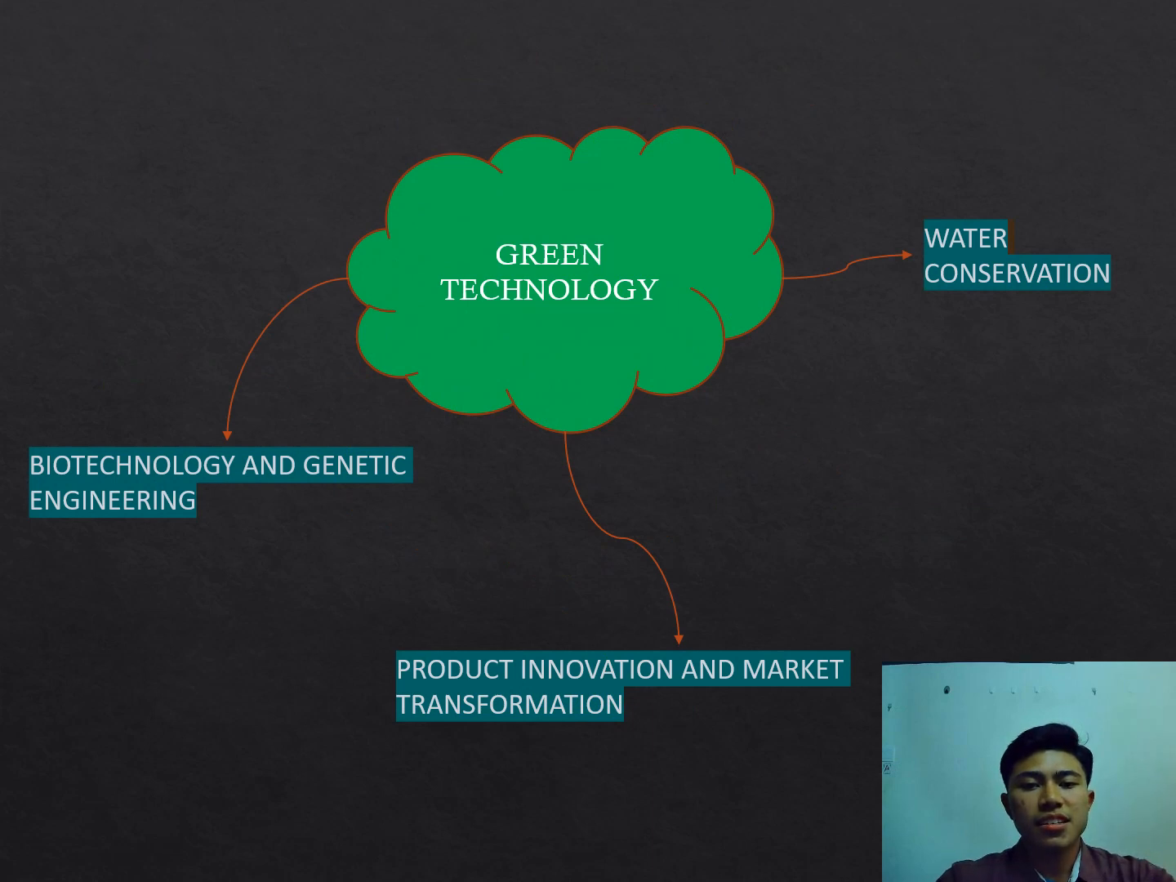Okay, the next slide is green technology. The first point is biotechnology and genetic engineering. Green technology entails biotechnology and genetic engineering to enhance the characteristics of palm oil production plants. This involves developing genetically modified organisms that can produce higher yields, resist disease, and require fewer resources such as water and fertilizers.